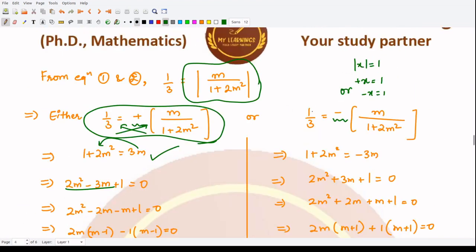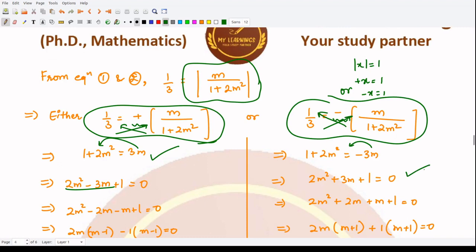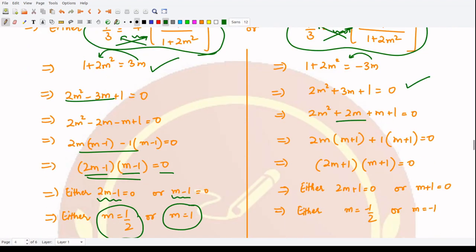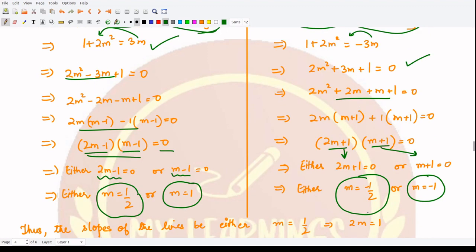Moreover, if you take the negative value of the modulus and solve it, you can again cross multiply, shift all the terms to one side, and solve this quadratic equation by making the factors. You see the factors are (2m plus 1) and (m plus 1). Their product gives you 0, so either the first term is 0 or the second term is 0. If the first term is 0, then m is equal to minus half. If the second term is 0, then m is equal to minus 1. So from here, we obtain 4 different values of m.